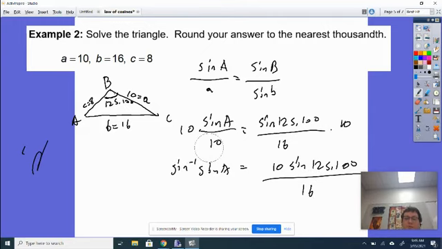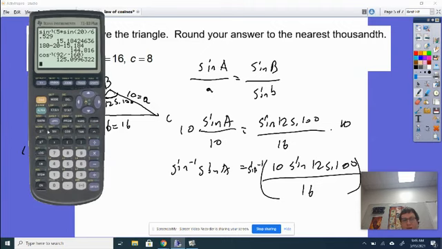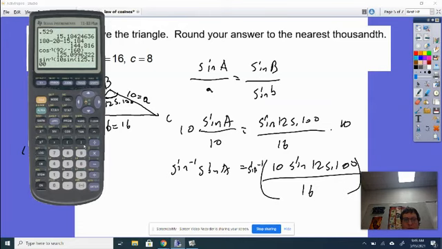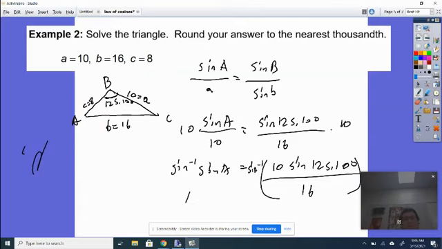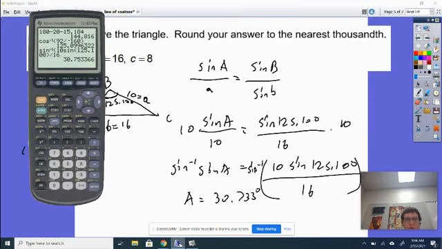Inverse sine both sides. Inverse sine this side. Throw that in the calculator. Hopefully I get a smaller angle. Okay, and again, I know I should get a smaller angle because I found the biggest angle. So this one has to be smaller. Divided by 16. Okay, and I get 30.753 degrees.